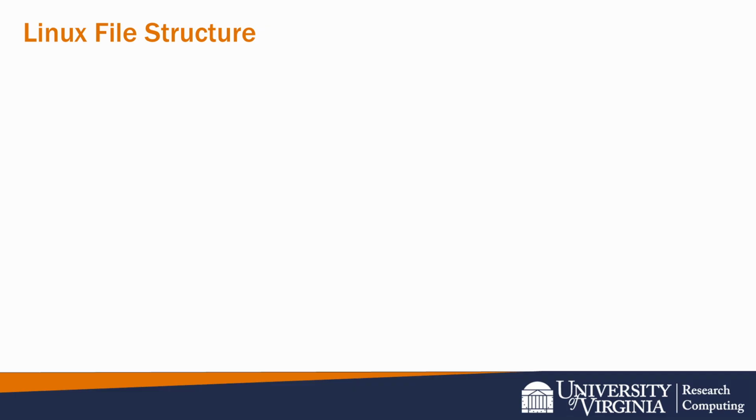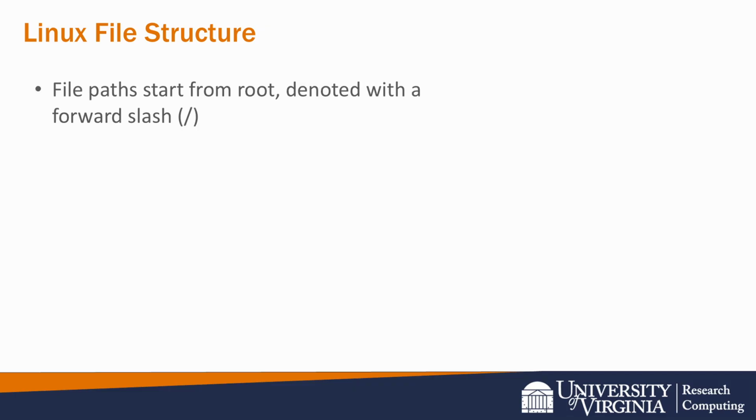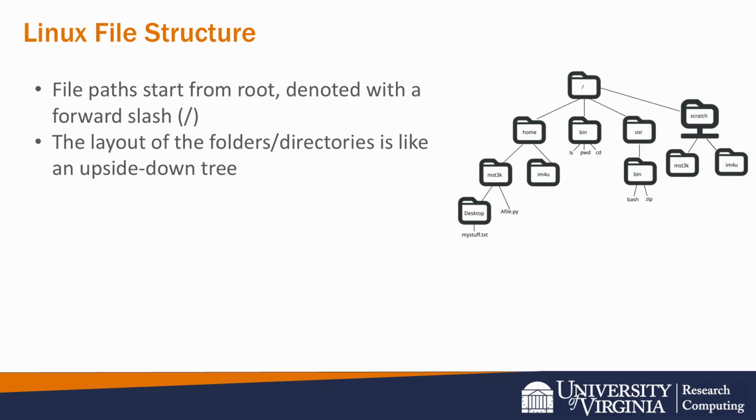First, it's important to understand the file structure used by the HPC system. Since the system runs on Linux, we'll be using Linux naming conventions for files and folders. All file paths start from the root, which is denoted by a /. All other files and folders within the cluster stem from this root, forming an upside-down tree structure. The main folder at the top is the root folder, and there's nothing else above it. This is where everything is located.